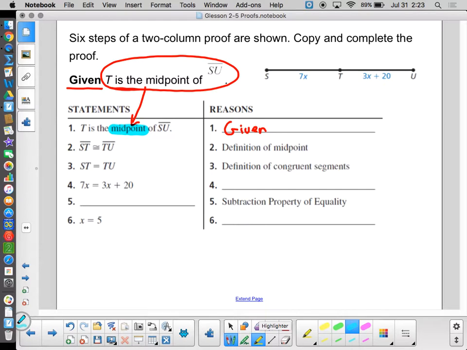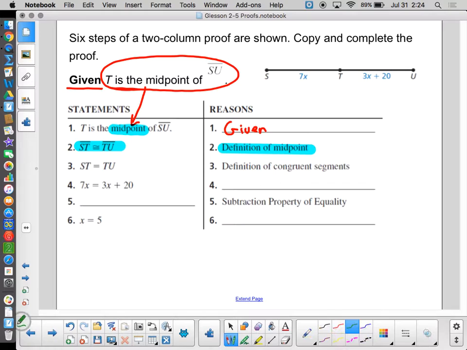Usually when we see a vocabulary term in a given like that, we're going to use the definition of that term to draw some conclusion. And for T to be the midpoint of SU means that segment ST is congruent to segment TU. That's what this means. So if our given uses a vocabulary term like midpoint or bisector or complementary or supplementary, we generally use a definition of that to draw some sort of conclusion or set up some sort of equation or relationship between pieces. And so that's our reason why.